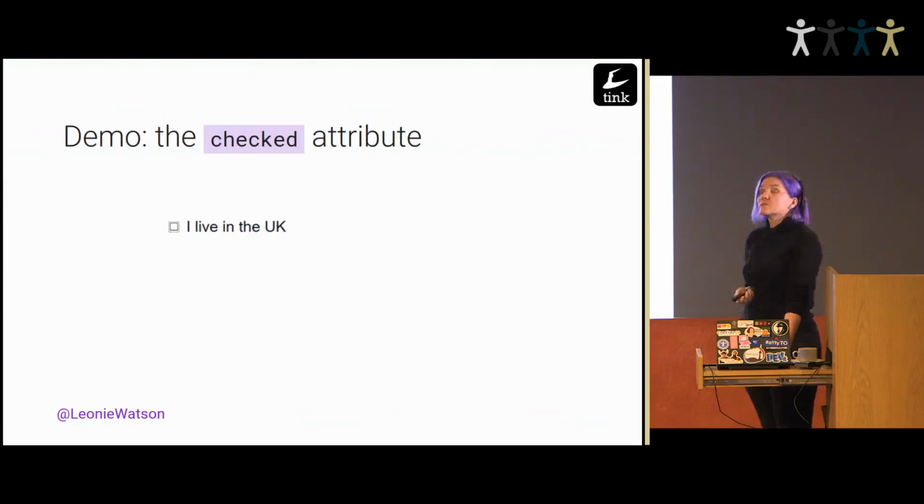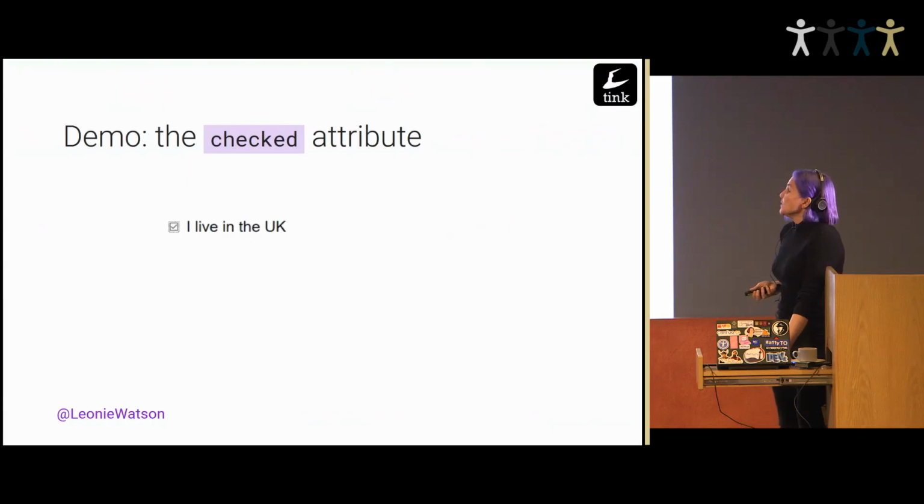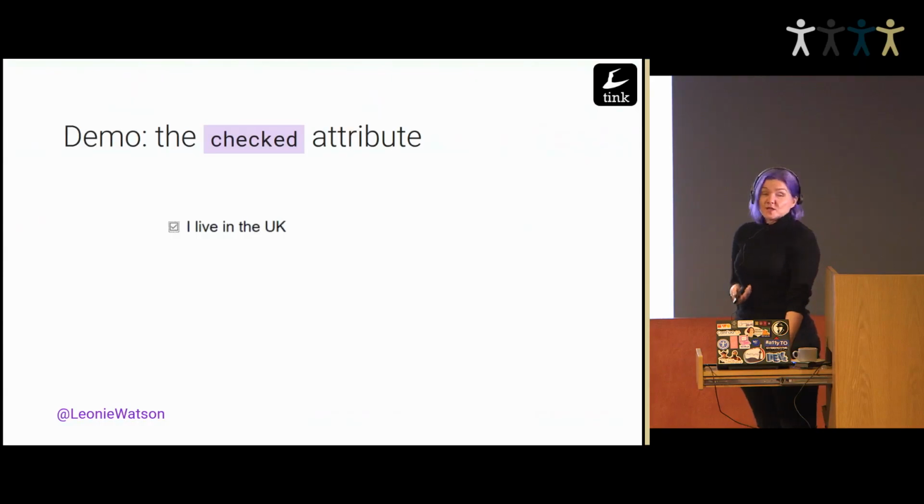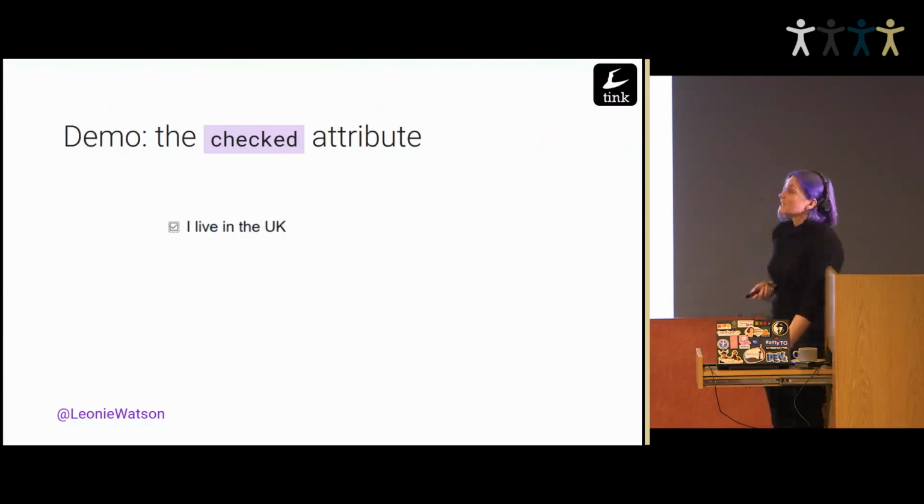"I live in the UK, checkbox, not checked. Checked." So "I live in the UK" was the label provided through the label element. That's how the screen reader knew how to refer to this particular checkbox. And we understood when someone had come along and checked it because its state had changed. The browser made that information available to the screen reader, and the screen reader told the user. So it all connects together pretty efficiently under the hood.